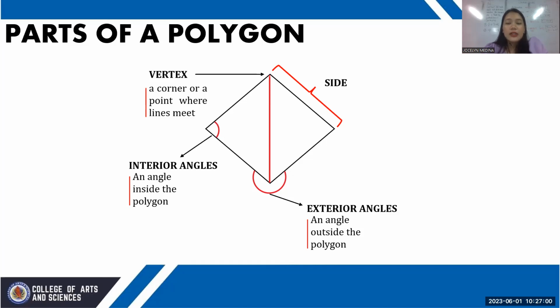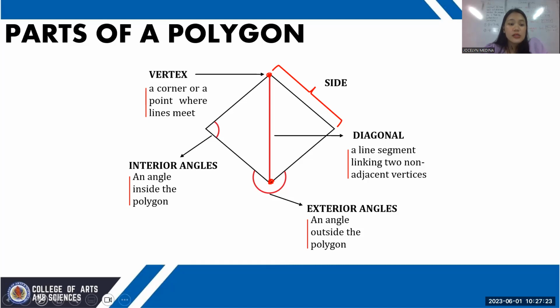Ano naman kaya yung tawag natin sa linya na nagko-connect ng dalawang vertices na hindi magkatabi? This is what you call your diagonal. It's a line segment that connects two non-adjacent vertices. Pag adjacent, magkatabi. Pag non-adjacent, hindi magkatabi.